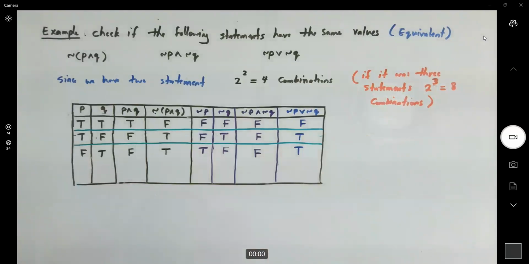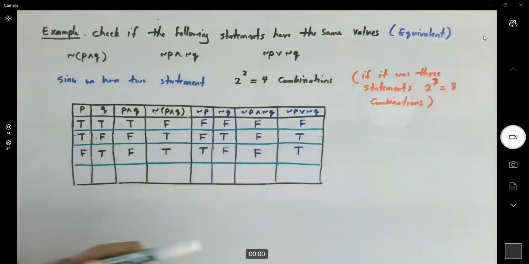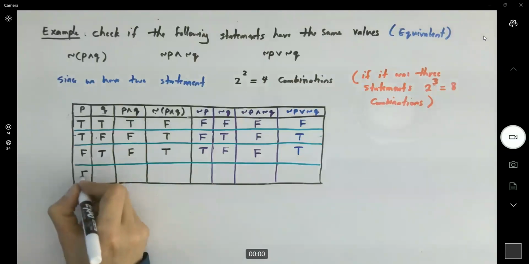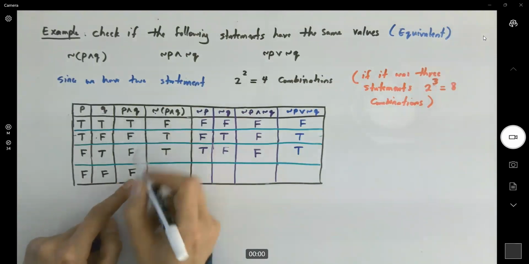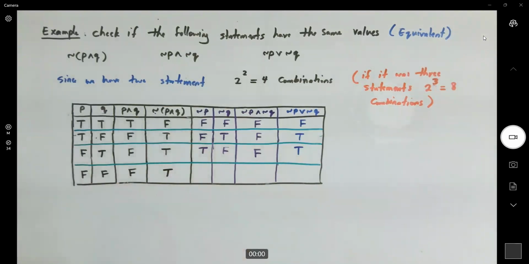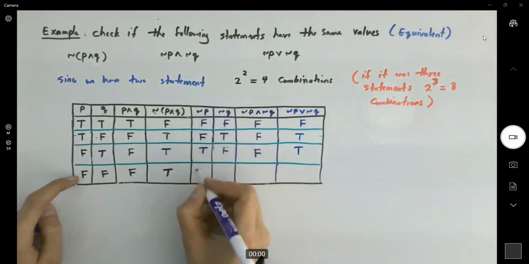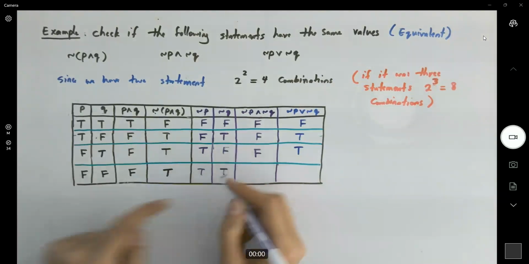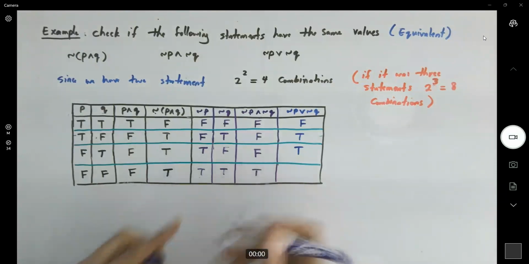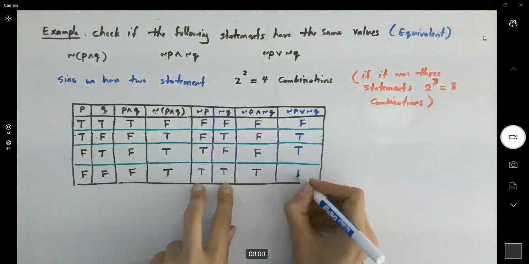And the very last one. Okay. Here we have false, false. False and false is false. Not false is true. Okay, now let us move on to not P. P is false, not P is true. Q is false, not Q is true. True and true is true. True or true is true.